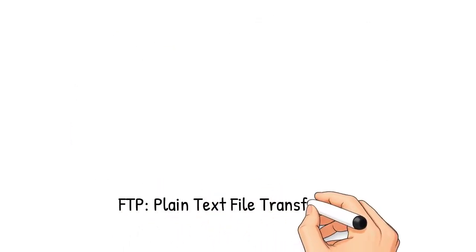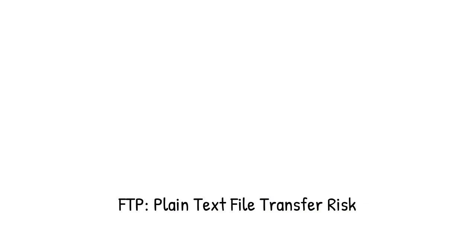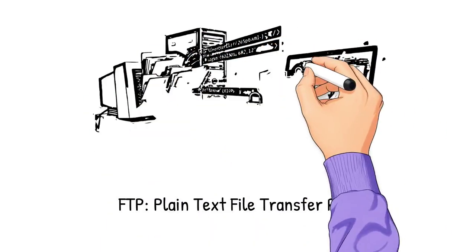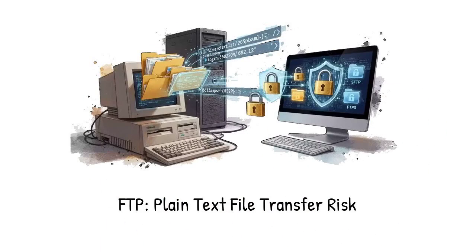FTP is used to transfer files between devices, but it sends everything in plain text, including usernames and passwords. This makes FTP extremely dangerous if used over the internet. Modern alternatives like SFTP and FTPS encrypt the data, making them much safer.